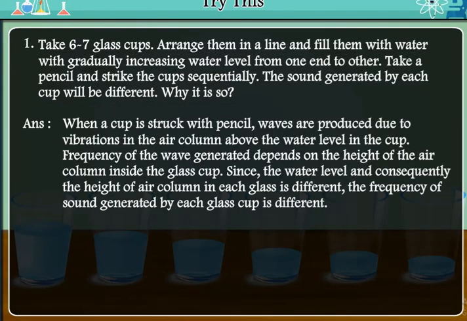Answer. When a cup is struck with a pencil, waves are produced due to vibrations in the air column above the water level in the cup. The frequency of the wave generated depends on the height of the air column inside the glass cup. Since the water level, and consequently the height of the air column, in each glass is different, the frequency of sound generated by each glass cup is different.